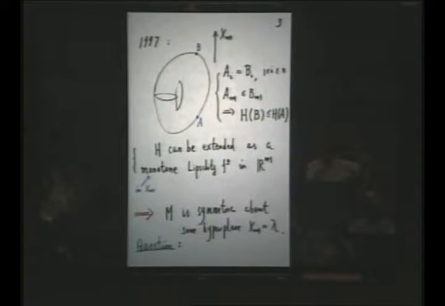In 1997, I looked at a situation like this. You take a surface, and this is the x_{n+1} direction. You fix a direction, and I assume that the mean curvature has an order in this direction. Namely, if you take any two points on a line parallel to the x_{n+1} axis, you assume that h(b) is less than or equal to h(a). If you have four points like this, then you have the same order.